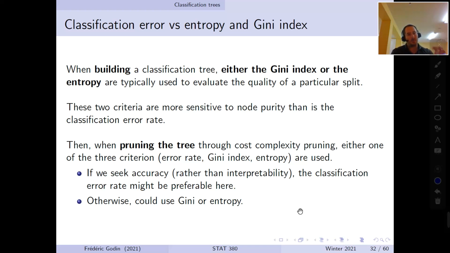Conversely, for the pruning part, the error rate is often used in practice, and if your ultimate objective is to have a good error rate, then it might make sense to use the error rate in the pruning. So when you build the tree, typically people use the Gini index or the entropy, but when you prune it, people use either Gini or entropy or the error rate. It's more typical in practice to use the error rate within the pruning, but not when we build the original tree at the beginning.